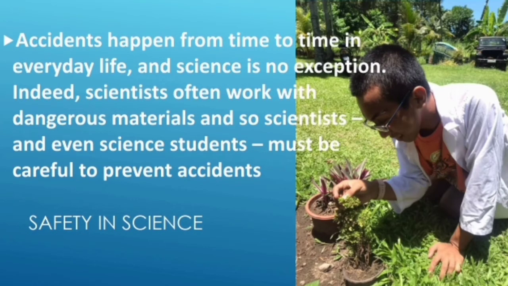So safety in science is also part of the community in science. Accidents happen from time to time in everyday life, and science is no exception. We all know that because we could never predict what will happen tomorrow. Indeed, scientists often work with dangerous materials, so scientists and even science students must be careful to prevent accidents. So, if we are in a laboratory making experiments, we should be careful and follow all the guidelines.